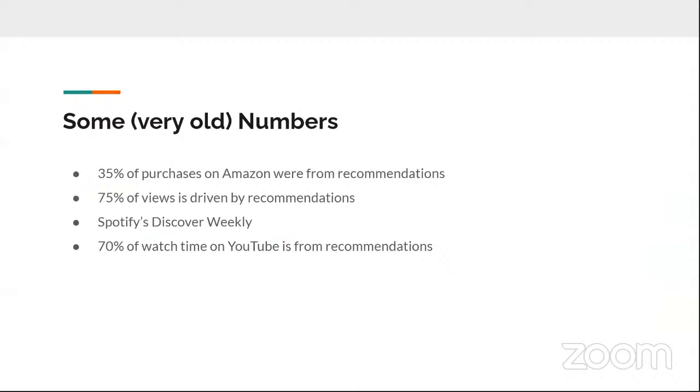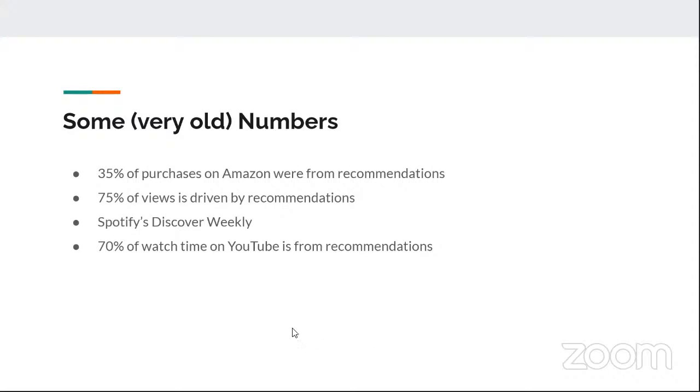really are. So for example, I think two of these stats are from a 2013 paper by McKinsey. So for example, 35% of purchases on Amazon were from recommendations. I mean, that is a lot. So people bought stuff from Amazon because the system told them to buy it, and then hopefully those things they bought were actually what they wanted to buy, right?